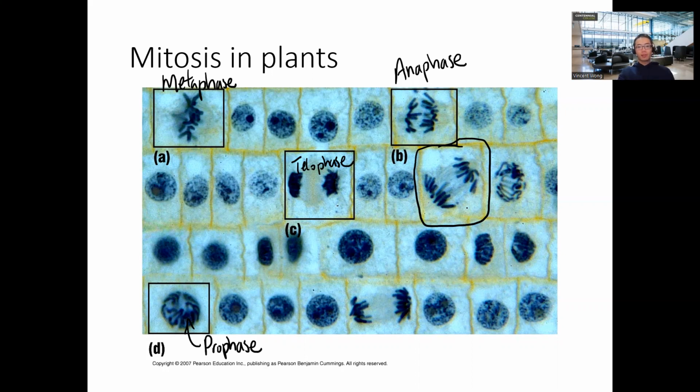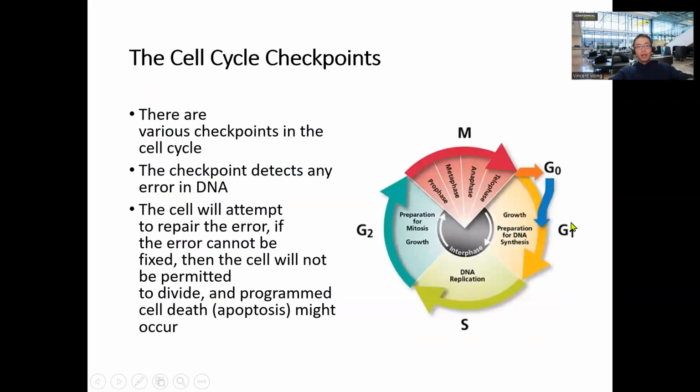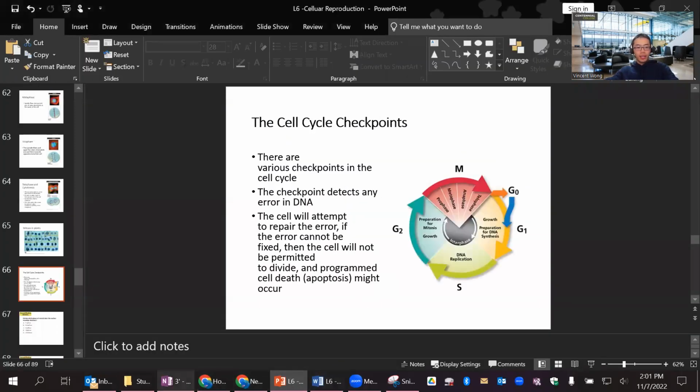This is the anaphase, right? And this is another anaphase. For these ones, they're just in their interphase, right? Interphase. They're not doing anything. I mean, they're not dividing. That's what I mean, right? Okay, that's that.